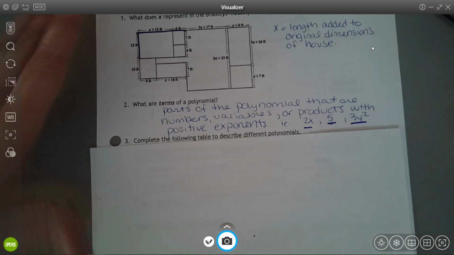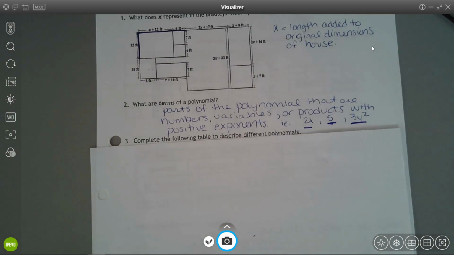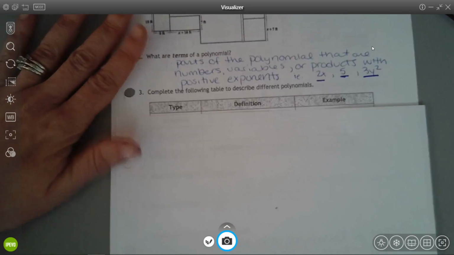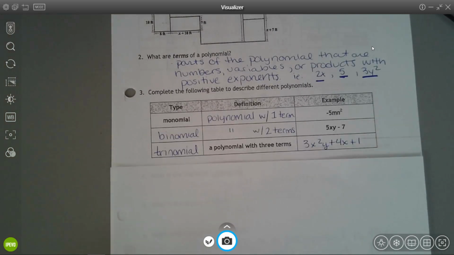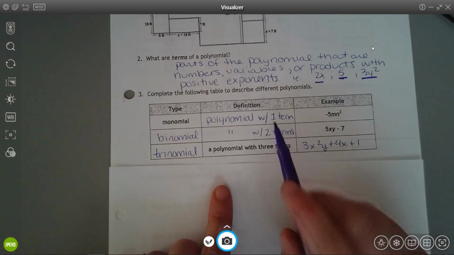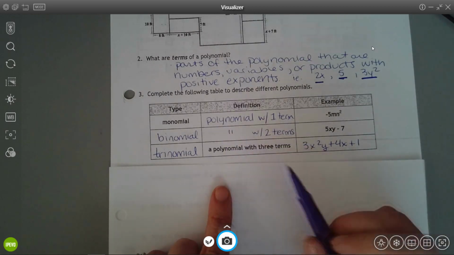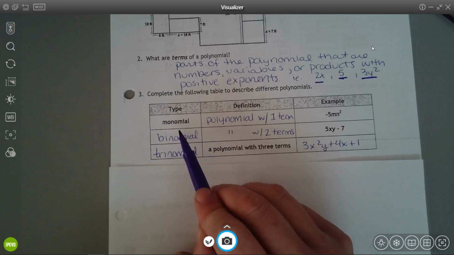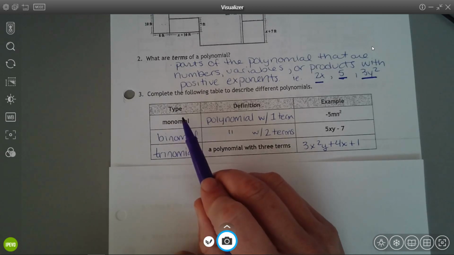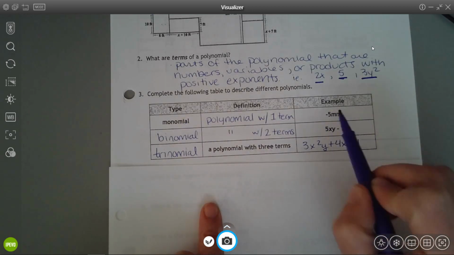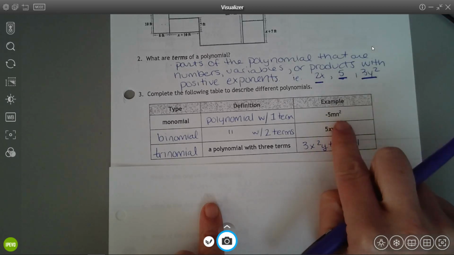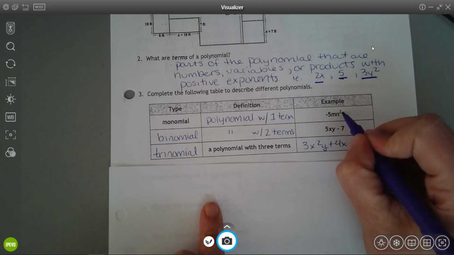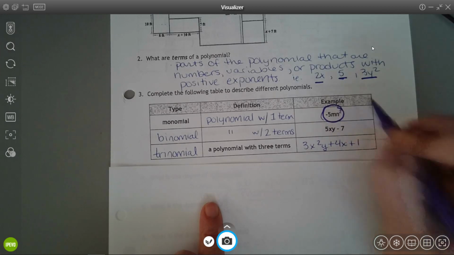3y squared. All of that together is a term. So let's just talk about the different types of polynomials here. When we have a polynomial with one term, meaning one whole set, that's what we call a monomial. Mono means one, a polynomial with one term. So here's an example of it. You may say, Mrs. Stanton, that's 3 terms. No. When it's multiplied together, that's one whole term.